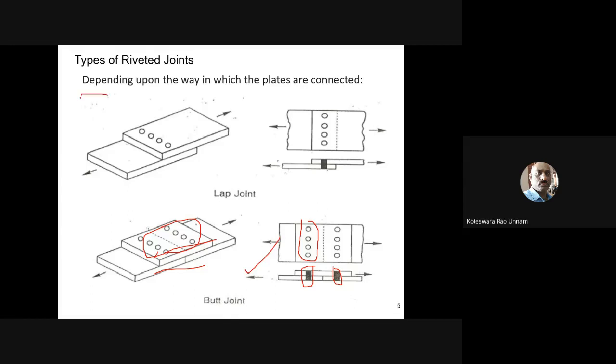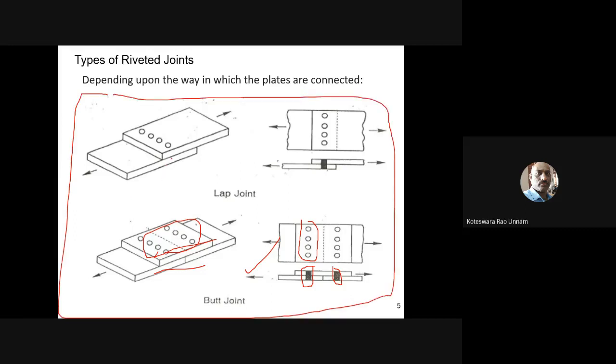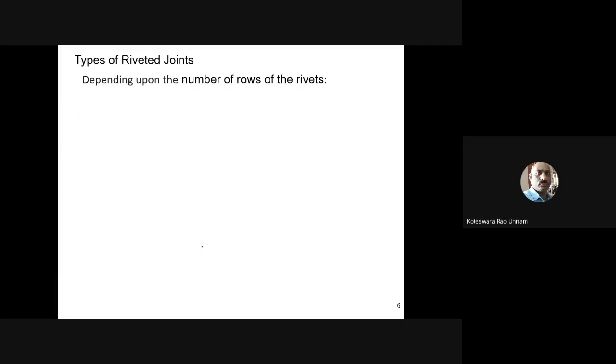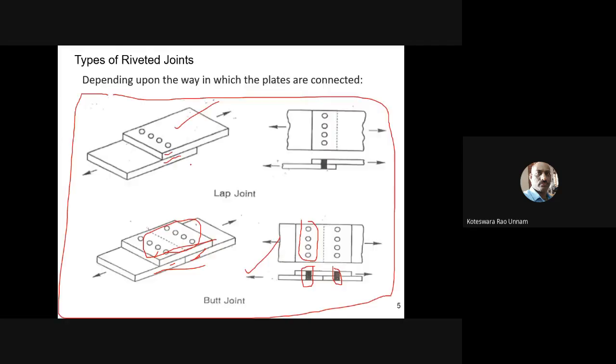Okay, so this is one kind of classification, based only on the position of the plates. If you place one plate over the other, I'll call it a lap joint. If I keep the two joining plates side by side, I'll call it a butt joint. Then comes whether it is single row or double row, single cover plate or double cover plate, like that. There is another type of classification that we'll also see. So this is one kind of classification, that is how our plates are connected, either lap or butt.